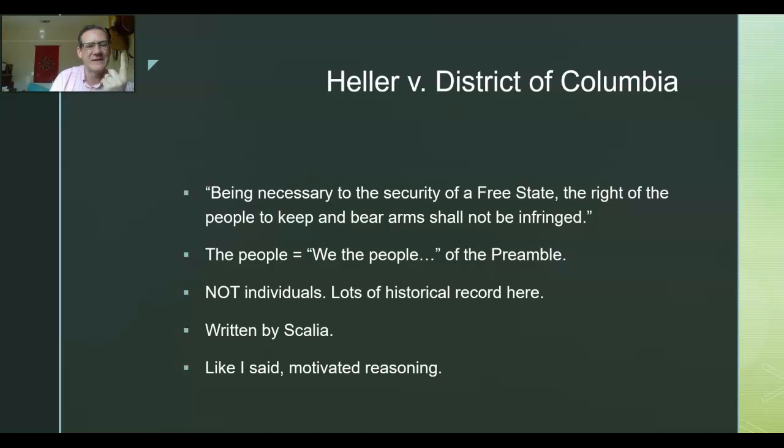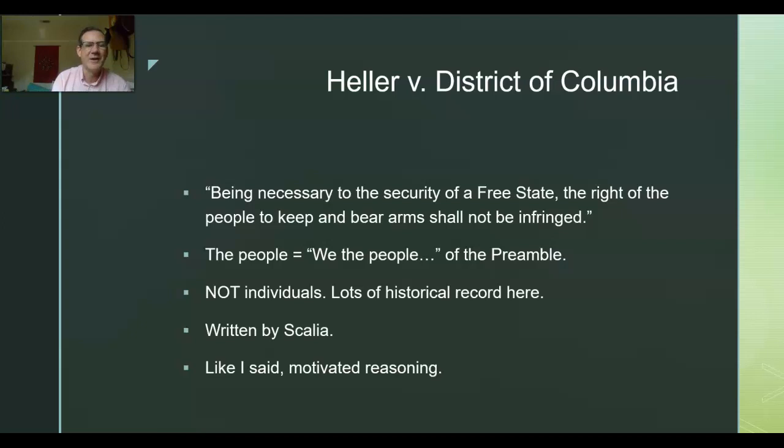But a free state is a state that has popular participation. So a republic, that's what they mean. They mean a republic. And two, it is not conquered by a foreign power. So what's the intent of this right? It's so that people can prevent tyranny, whether it's internal or external, okay? It's not protecting yourself in your home. It just isn't. I'm not saying you don't have that right. I'm saying that's not how the Constitution is written, okay?